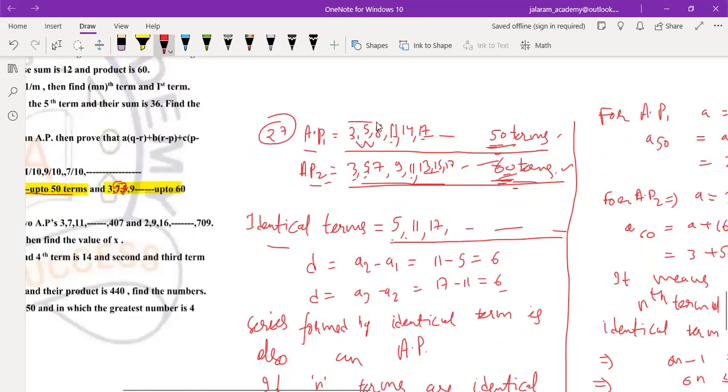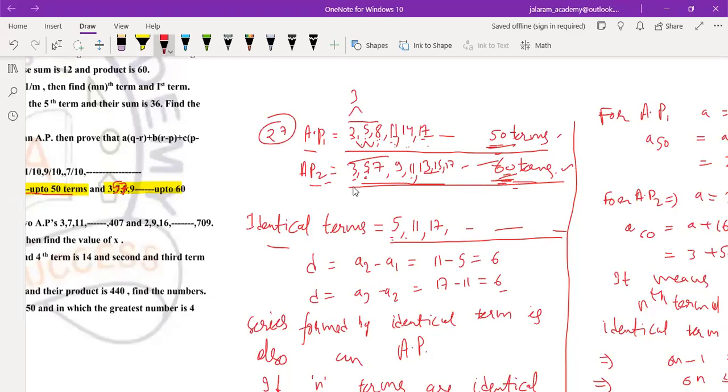So the first three terms of both APs are given. It is producing only one identical term, 5. So how to find the next identical term? Write the next terms. Write 2 or 3 more terms after the third term of AP1, knowing that it has common difference 5 minus 2, 3. So 5 plus 3, 8, 8 plus 3, 11, 11 plus 3, 14, 14 plus 3, 17.